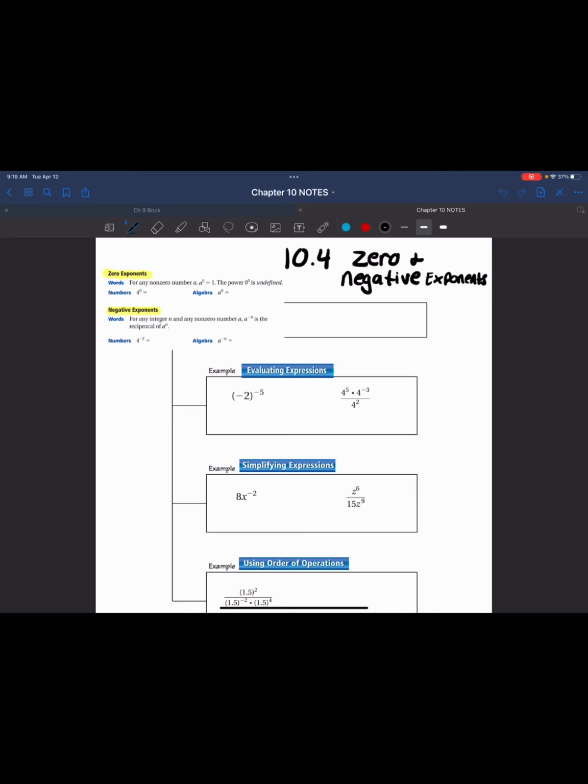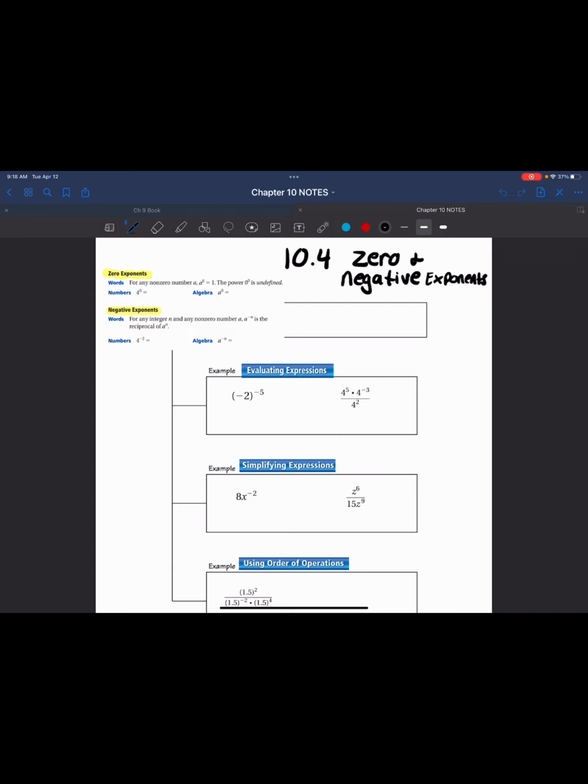Hi, 8th graders. We are going to be doing 10.4, zero and negative exponents. This is kind of a fun little lesson. So go and get out your notes. Remember, you can pause this video whenever you need. If I go too fast, rewind it. But please fill out all notes with me.